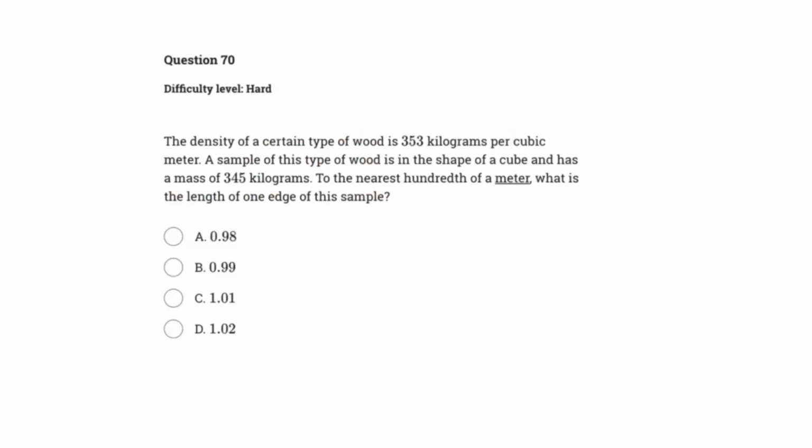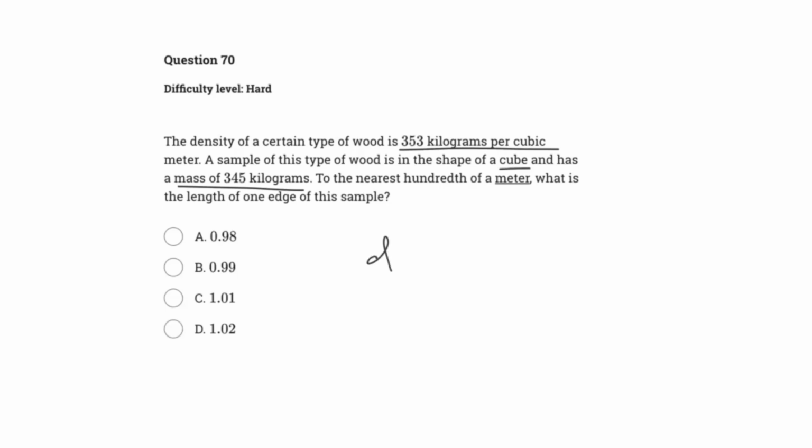Density of a certain type of wood is 353 kilograms per cubic meter. A sample of this type of wood is in the shape of a cube and has a mass of 345 kilograms. To the nearest hundredth of a meter, what is the length of one edge of this sample? All right, so as you know, density is the same regardless of how much you have of that material, right? So if we have a sample of this wood, the density of that wood is always going to be 353 kilograms per cubic meter.